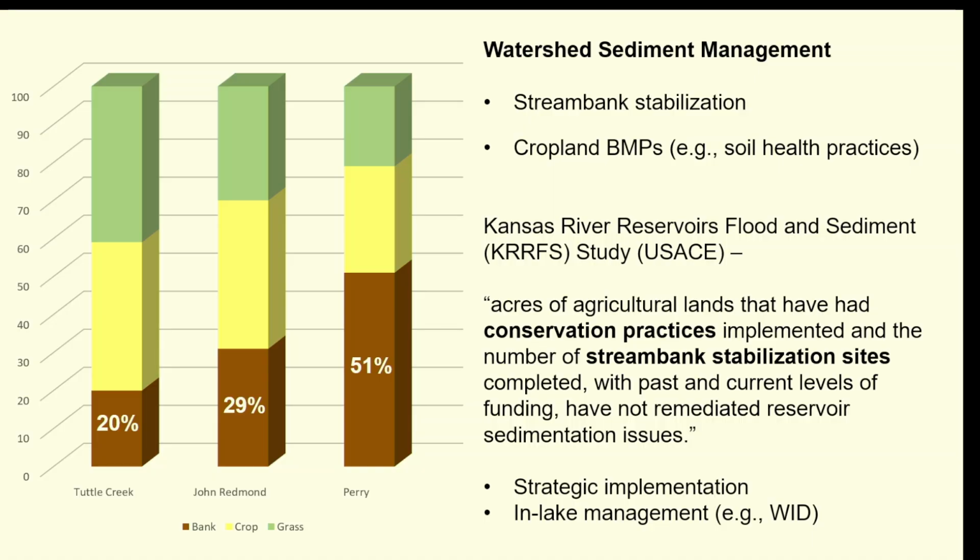So that points to, okay, maybe some more strategic implementation. Perhaps stream bank stabilization should be focused on the Delaware River, where we know that dominant sources do actually come from stream banks, as opposed to Tuttle. In contrast, maybe Tuttle would benefit more from those cropland BMPs. And I believe Alexi is going to talk about cropland BMPs later on today.